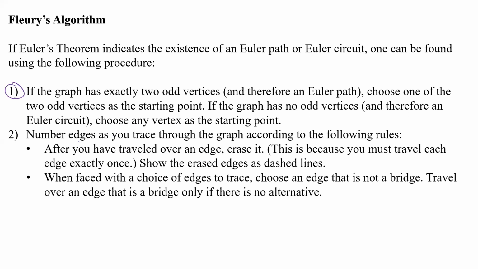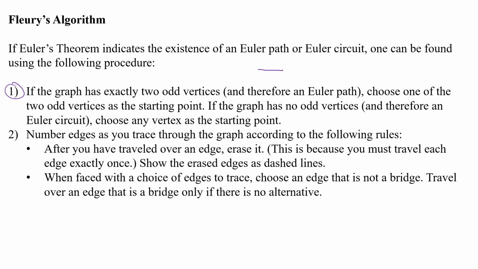That's where we start. Now, trace through the graph according to the following rules. After you've traveled over an edge, erase it, okay? And if we're doing it on here, if we draw a second line over it, that's kind of the same thing because we can't erase something that's not erasable. So we might just make an extra line on it. This is because you must travel each edge exactly once, okay? And then you can show the erased edges as a dashed line, so we can put in a dashed line.